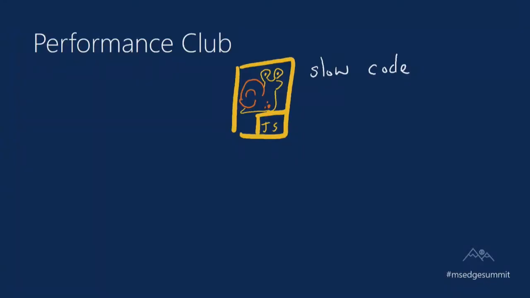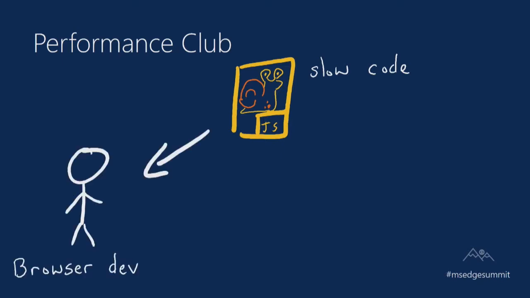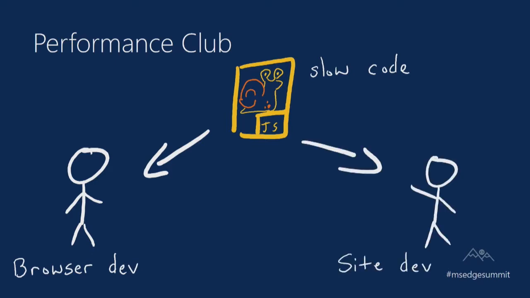So essentially, the output of a performance club is we identify these slow pieces of code, right? And we give this to the browser developers so they can try to make it faster. And then also give it to the site devs so they can go and try to eliminate it from their pages, or at least eliminate the most egregious ones, or maybe use a different pattern, something along those lines.